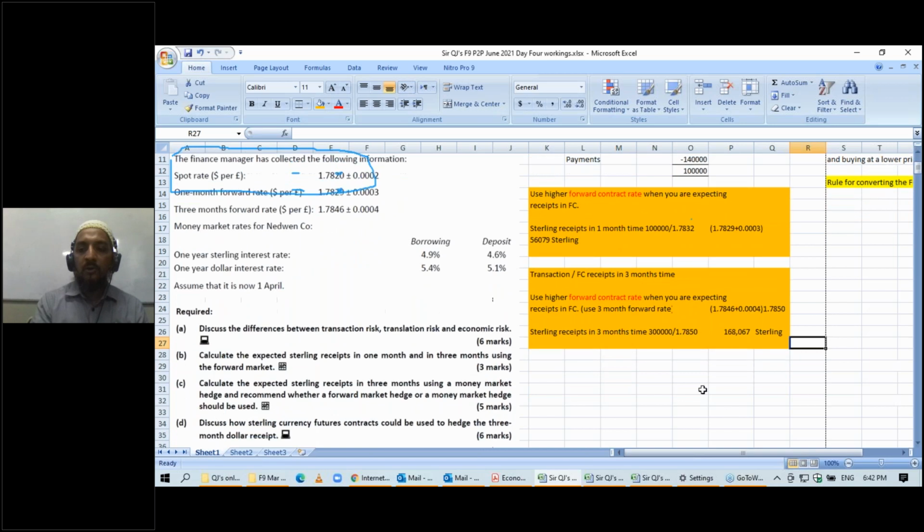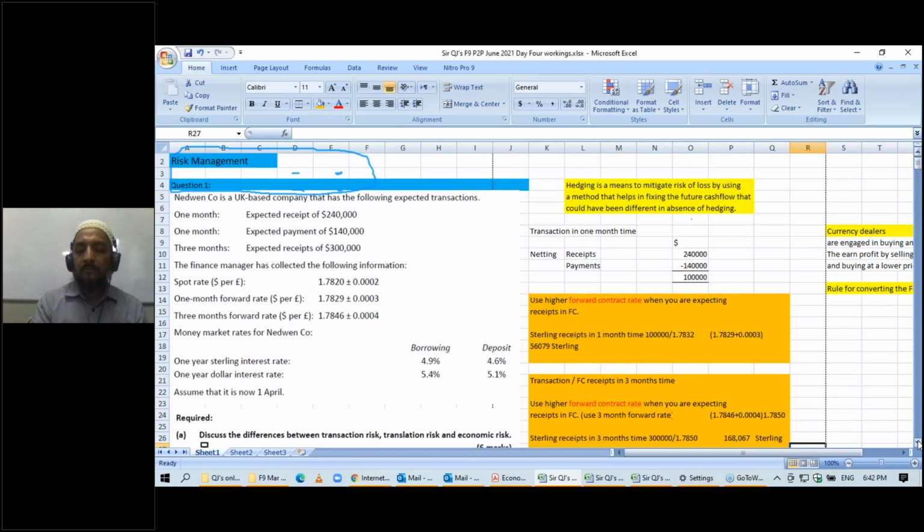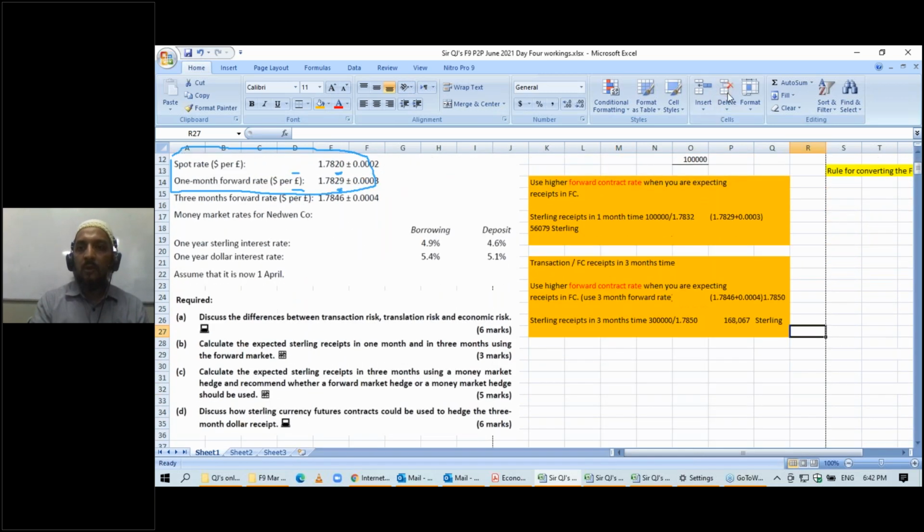Now moving on to the money market hedge. So how does the money market hedge work now? Let's talk about the money market hedge.